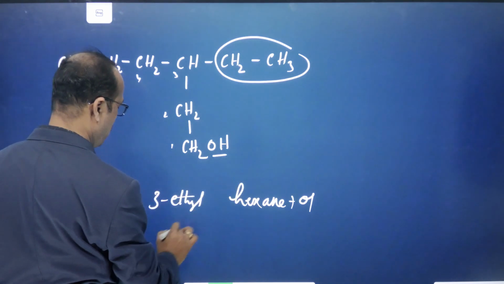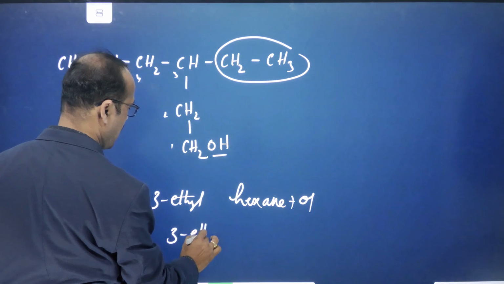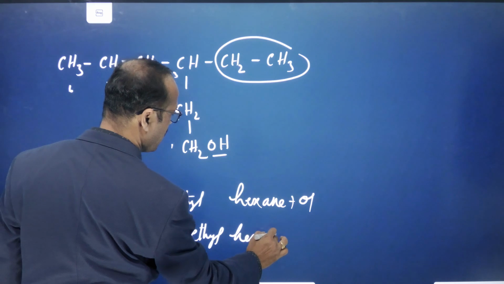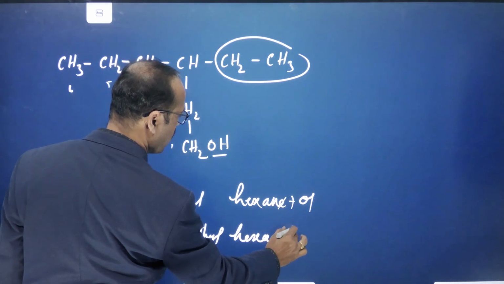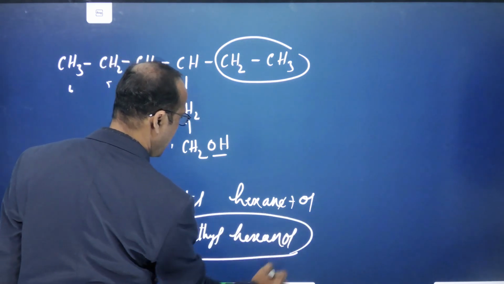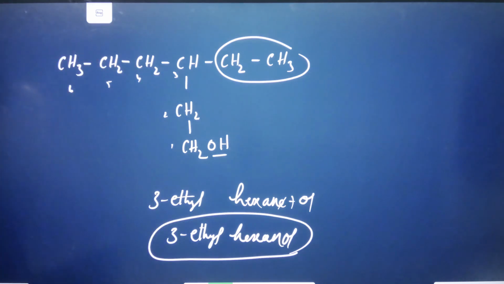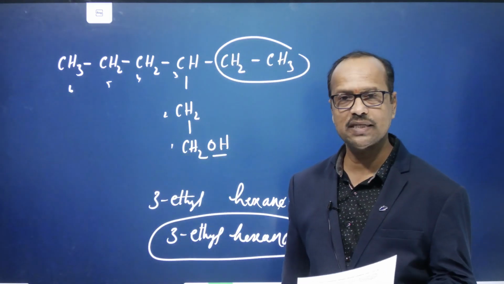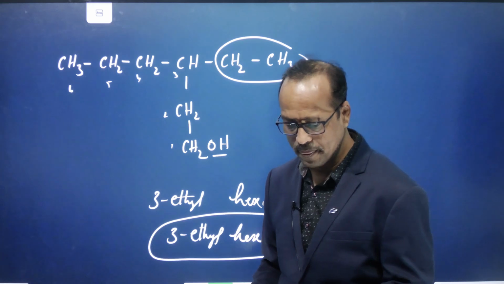Now, if you combine, what will you get? 3-ethyl hexane. Remove the "e" and add "ol". 3-ethyl hexanol. So the name of this compound is 3-ethyl hexanol. Clear? So this is about the naming of compounds.